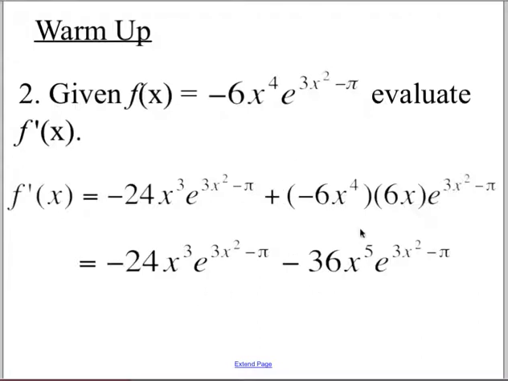And then if I were to simplify this down just a little bit, it would turn into negative 24x cubed e to all that minus 36x to the fifth times e to that power.